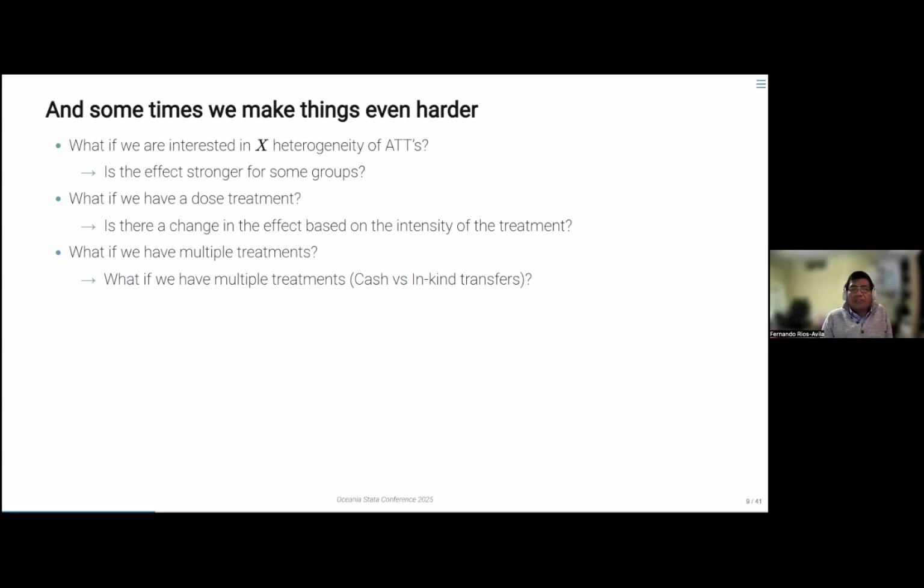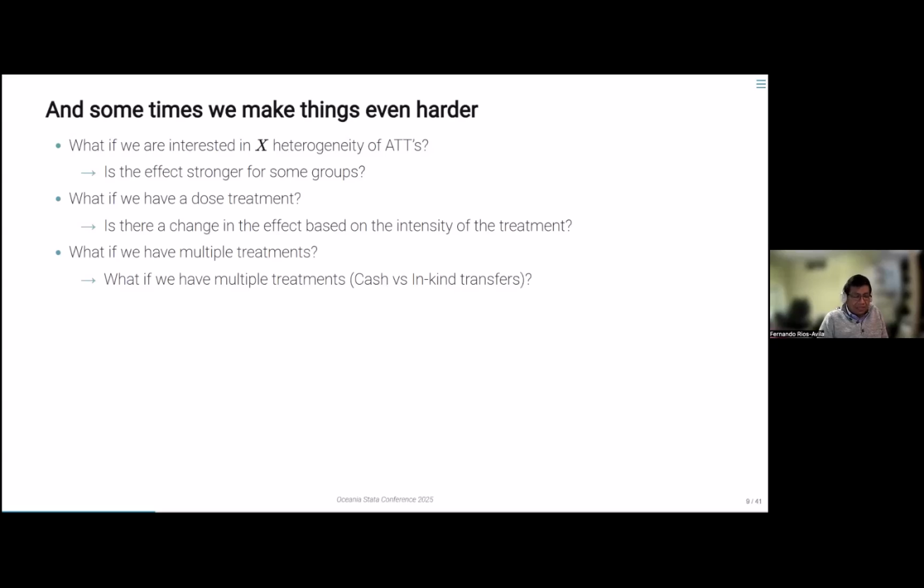You may also be interested in thinking about those treatments. What if the treatment is not the same amount for everyone? Some people might receive a full treatment, some others may receive only 50% of the treatment, only 25% of the treatment. And we would like to analyze and take that into account when estimating the treatment effects.